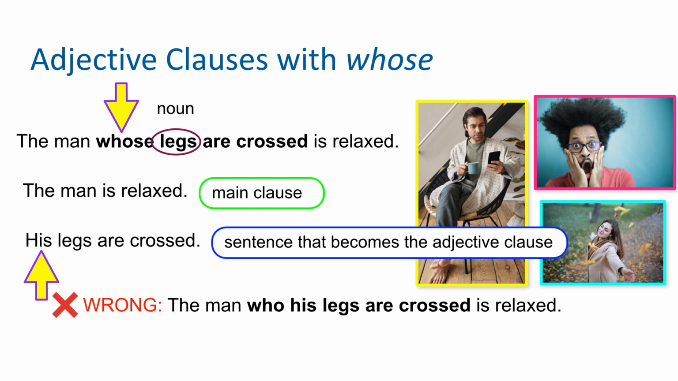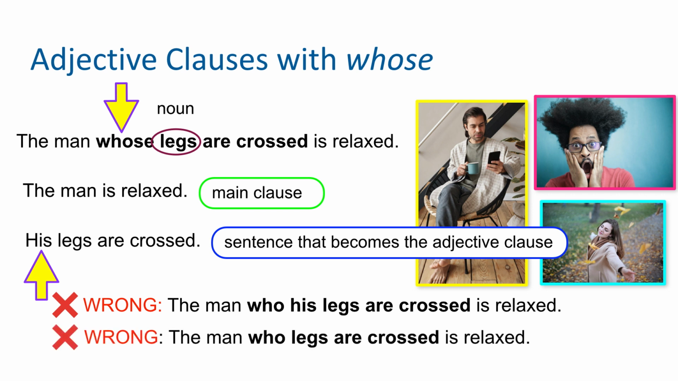It's wrong to say the man who his legs are crossed is relaxed. This is not proper English. And it's also wrong to say the man whose legs are crossed is relaxed. The correct way to say this sentence is the man whose legs are crossed is relaxed.